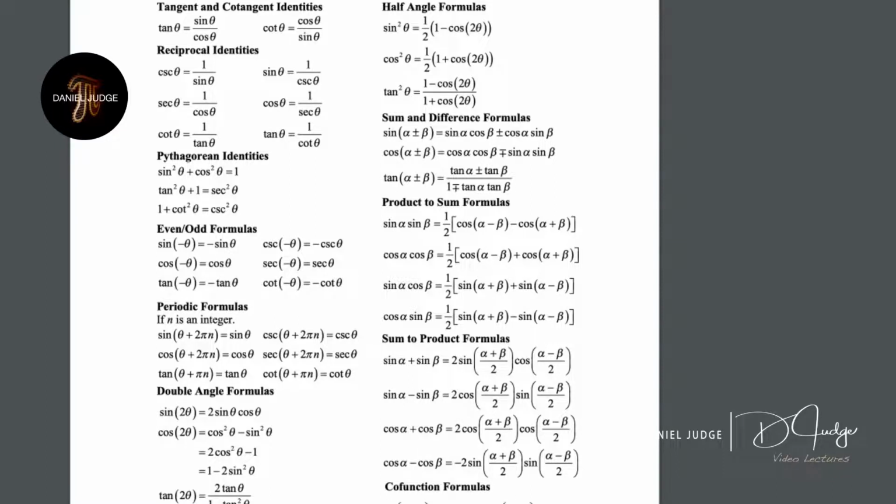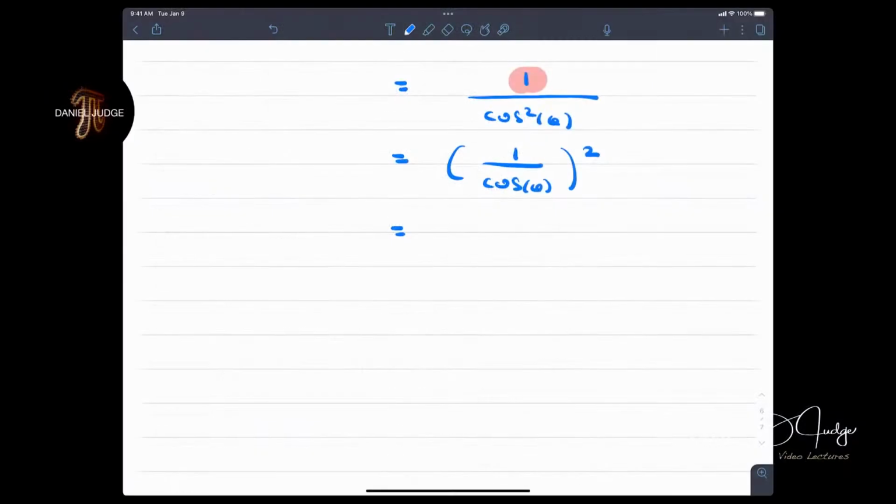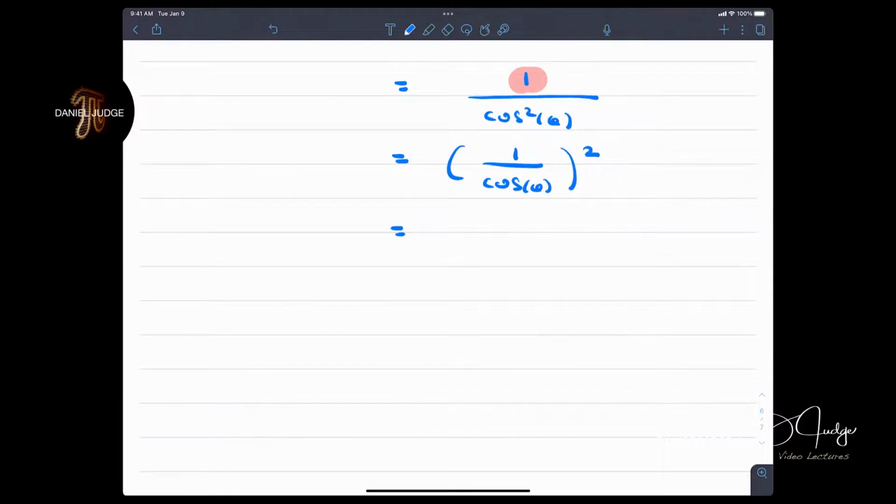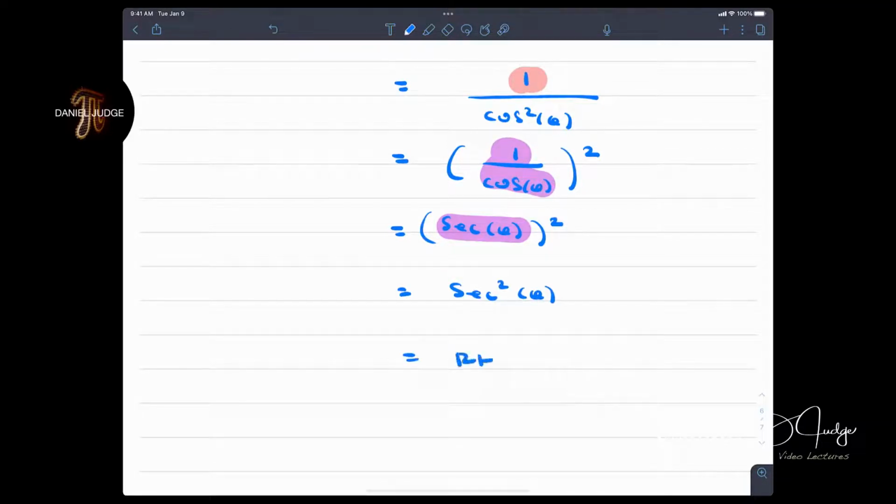Anybody? Because that's the thing, you have to see that there. Yes, Mike. Thank you. It is secant. Thank you, Eric. Thank you, Hector. It's secant. I can replace the 1 over cosine with what it is equivalent to. 1 over cosine is the same as secant. And now you're going to get secant squared theta, and that's again on the right-hand side.